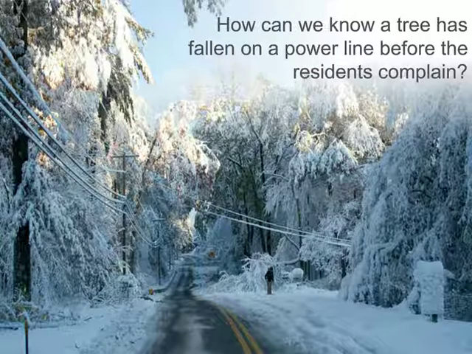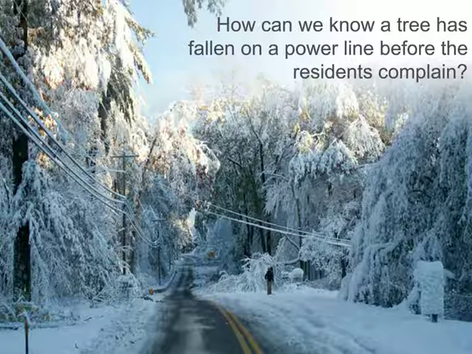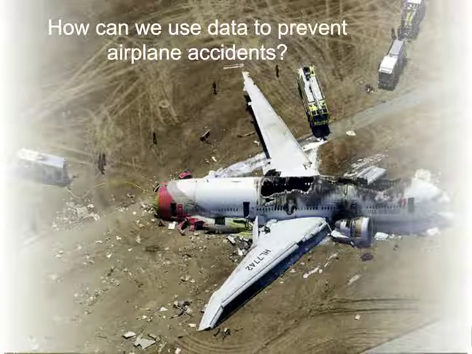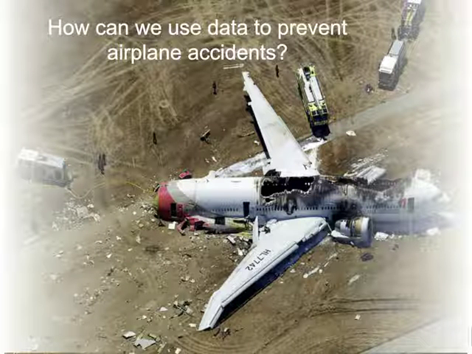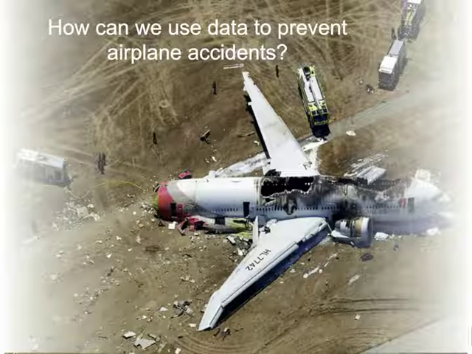And these are questions we're not only asking in our everyday lives, but companies are also asking what they can do with their data to predict. What can a utility company do to predict if a tree has fallen and identify where it has fallen on a line before residents start to complain? And not just everyday events, but data is also very important to help avoid catastrophic events such as plane accidents.